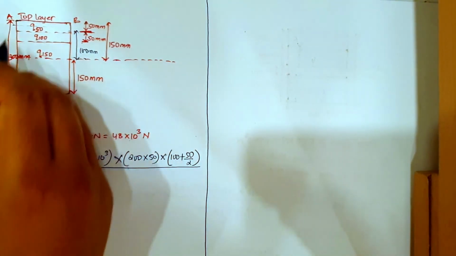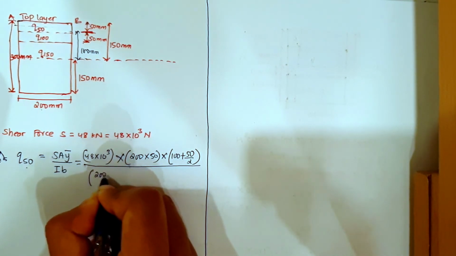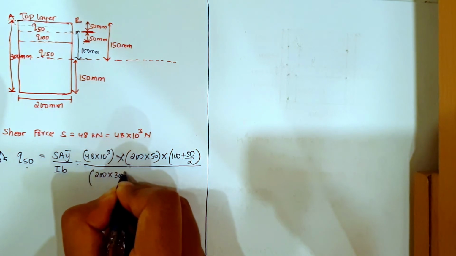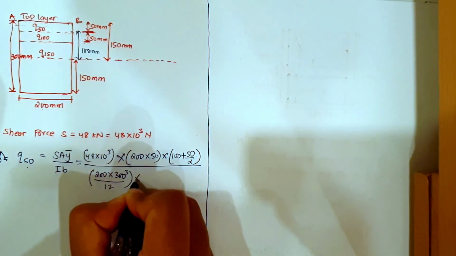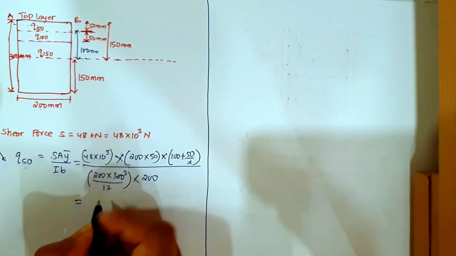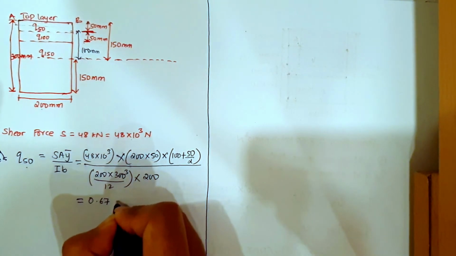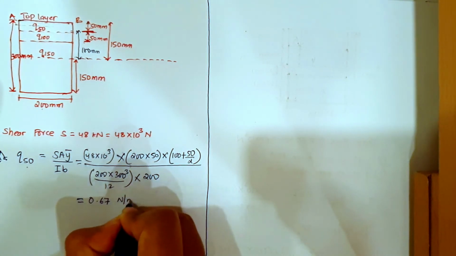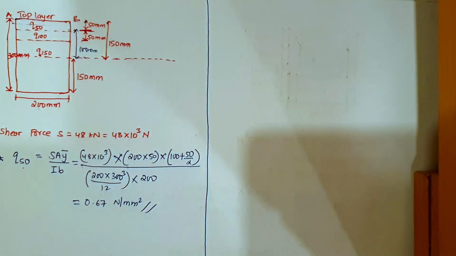Divided by BD cube by 12 of this whole section will be, B is 200, D is 300 cube divided by 12 into B is 200. So from here you get 0.67 Newton per mm square. So you get this much, okay?